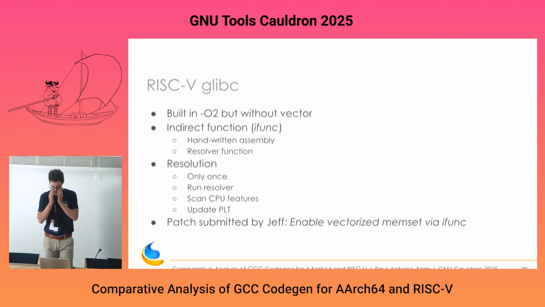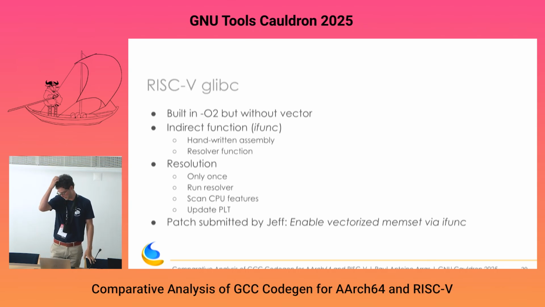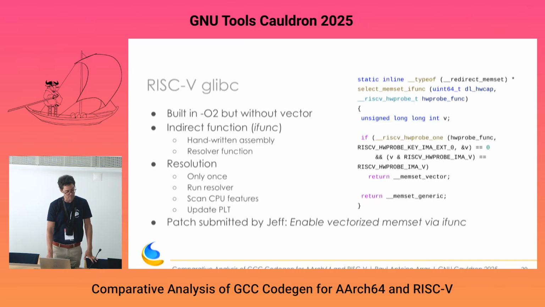I found that there was a patch submitted by Jeff. I think it was actually an older patch written by someone else, but Jeff picked it up and submitted it to the glibc mailing list, probably late last year. It's called Enable Vectorized Memset via ifunc. I think you reviewed it, actually, Andrew. There's a new one as well. Anyway, I checked again yesterday or the day before, and it hasn't landed yet.